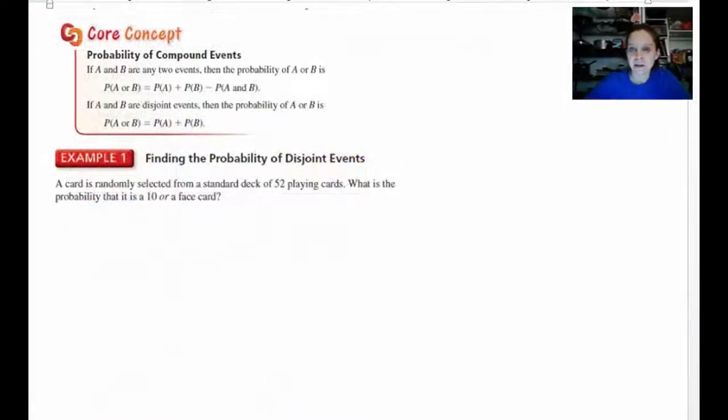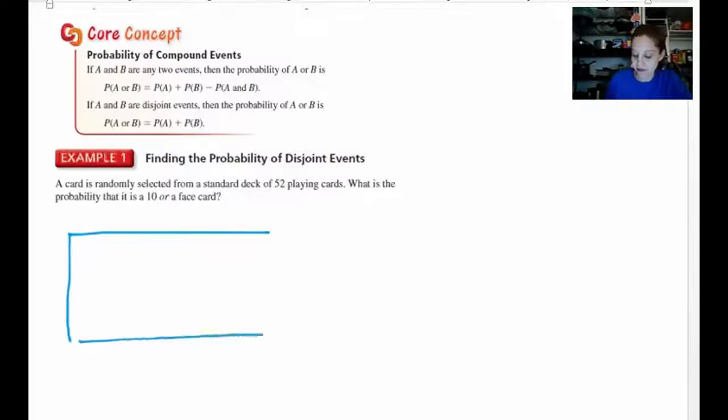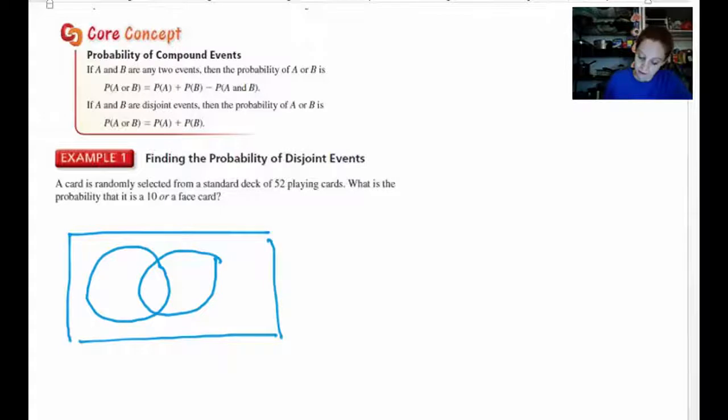Example 1, finding the probability of disjoint events. A card is randomly selected from a standard deck of 52 playing cards. What is the probability that it is a 10 or a face card? So one way to approach this problem is to draw a Venn diagram of the two events. And that is a 10 or a face card.